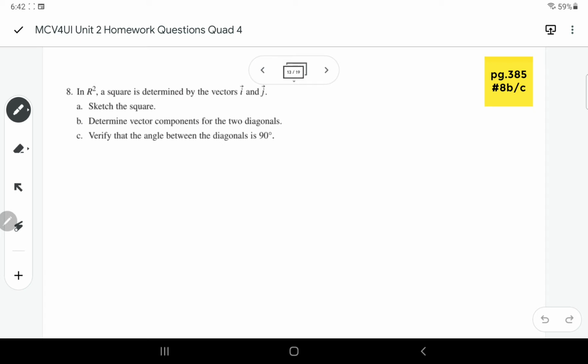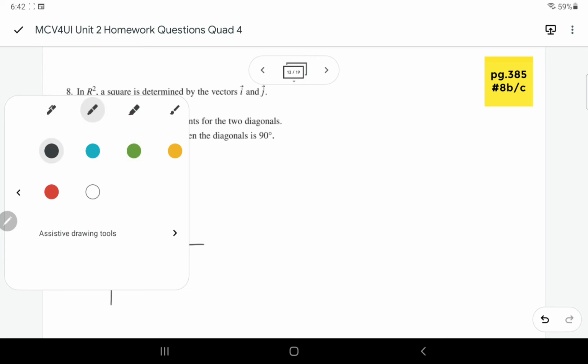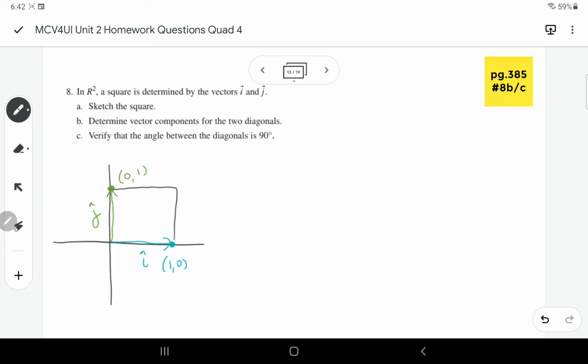Okay. So in R2, a square is formed by the vectors i and j. Sketch the square. Okay, so I'm going to go here, and I know i hat goes to the point (1, 0), and j hat goes in the y to the point (0, 1). So I think we can pretty clearly sketch out that square, that this would be the point (1, 1) and (0, 0).